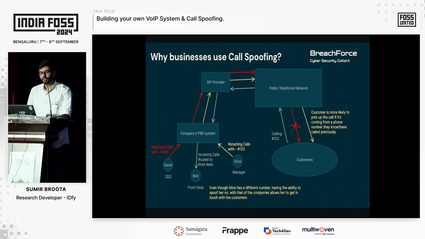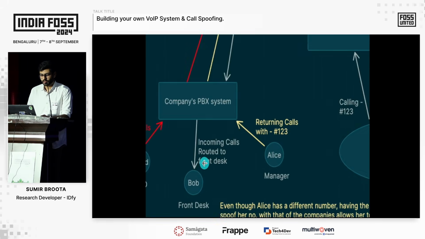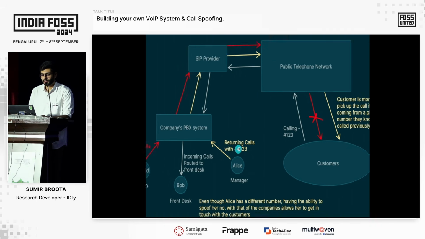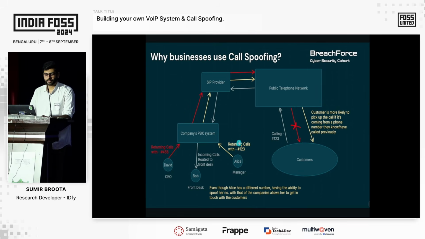So why do businesses use call spoofing? You can see here David, he's returning calls with the number 456. Even though he's the CEO, the customer will not likely pick up the call. That's because the customer only knows the number 123. That's the regular caller ID that they use to call the incoming front desk. Because of this, the chances of your call being rejected are so high. That is why businesses tend to prefer a call spoofing method, where all of these people, for example Alice here, would also show the caller ID 123 despite having her own number. This translation is mostly done by the SIP provider.